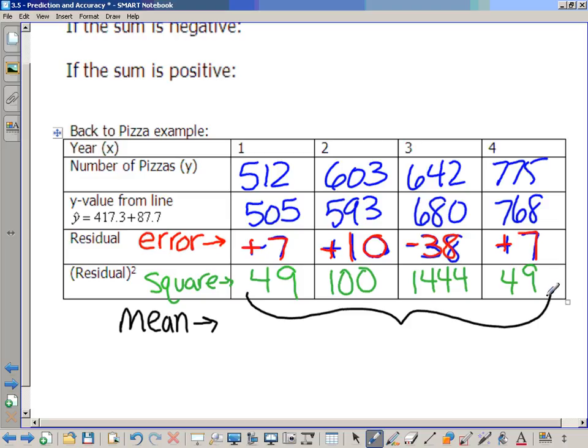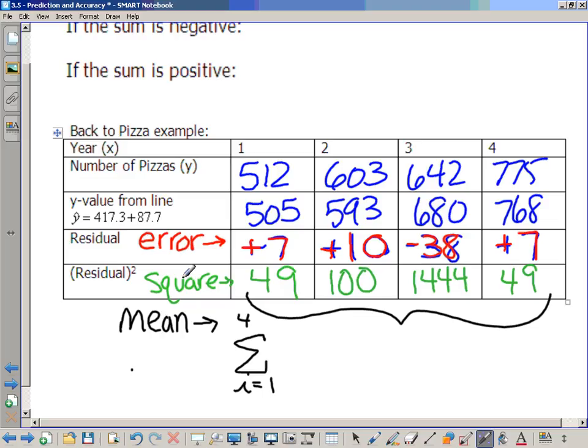find the sum of these. A little bit of the theory here is it says the sum as i goes from 1 to 4. Those little numbers just mean you're going to start with item number 1, add 100, add 1444, add 49, and stop when you get to the 4th item. Start with number 1, and go all the way to number 4. Stop.